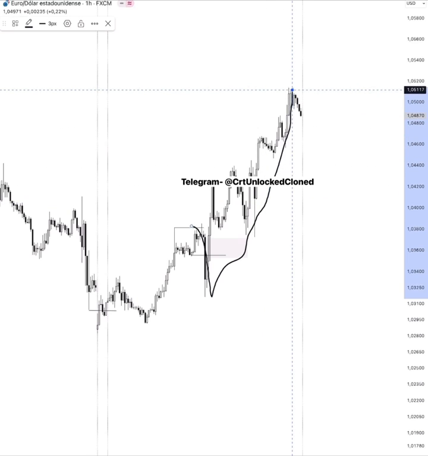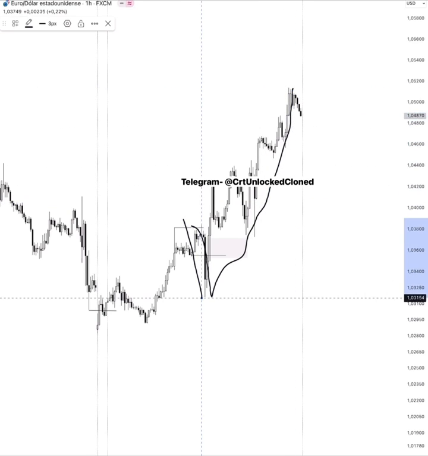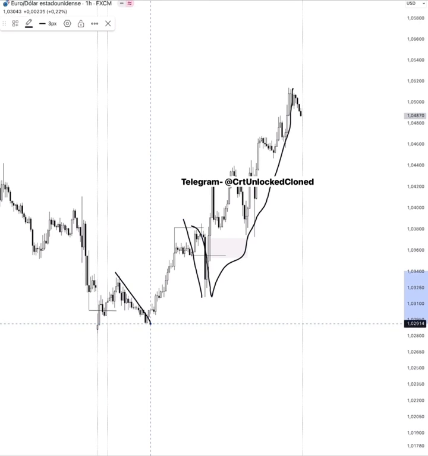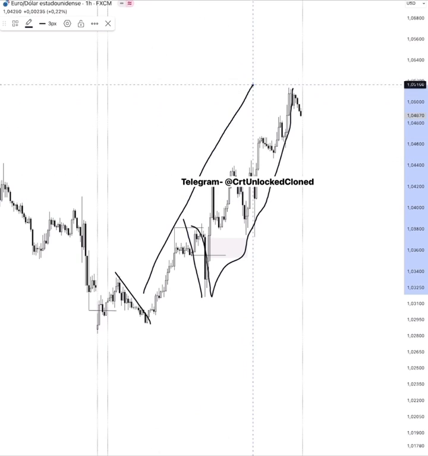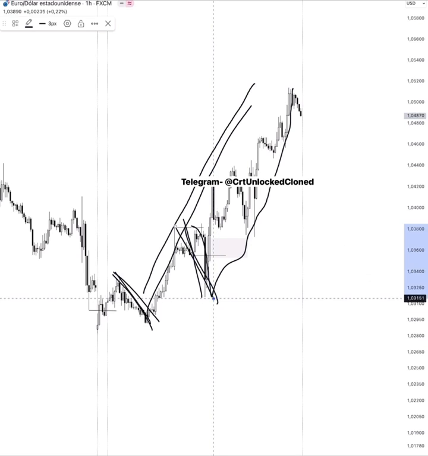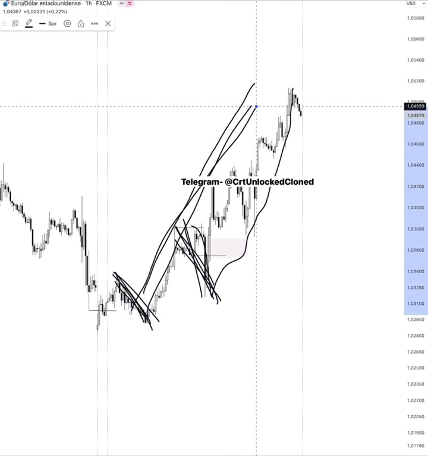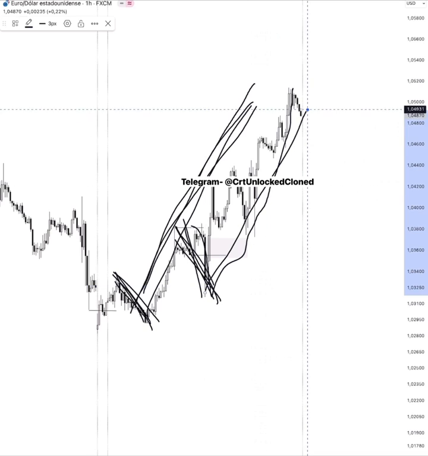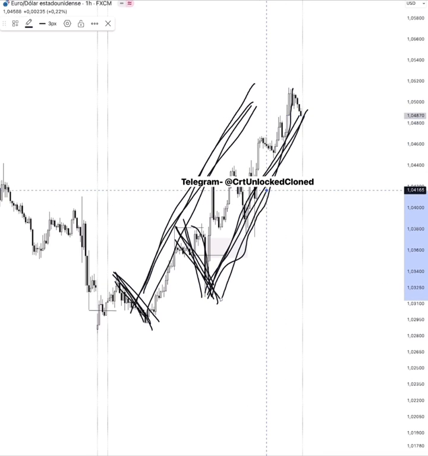If you catch the micro move, good for you. If you catch the larger macro move, also good for you. The important thing is you catch one of them, right? The manipulation or the distribution. It doesn't matter, as long as you identify which one you're trading and which one you caught.